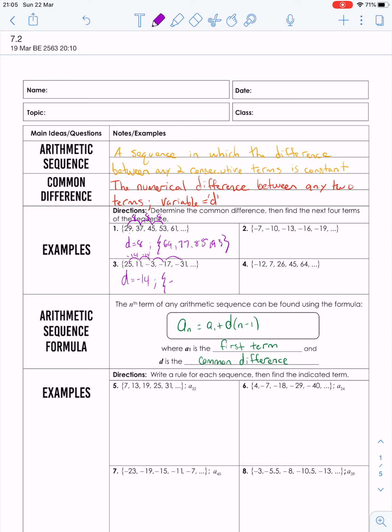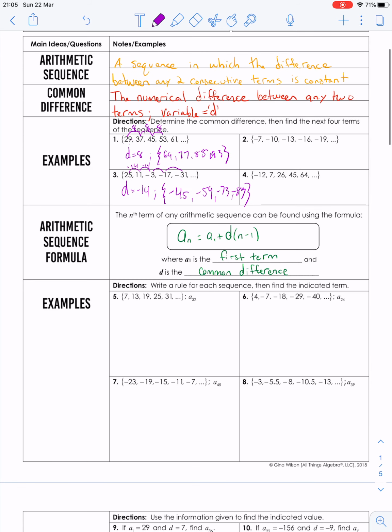Negative 31 will be negative 45, and then negative 59, negative 73, negative 87. Done. And then we would do that for 2 and 4 and find our D.